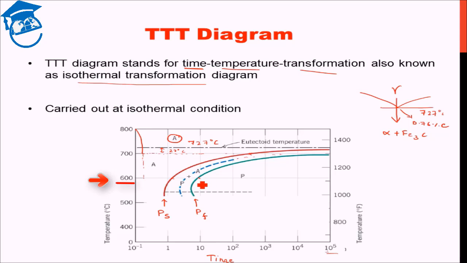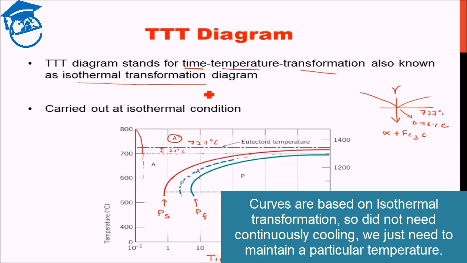See the interesting thing here. At 700 degrees Celsius, 1 day was not sufficient for 100% pearlite formation. At 600 degrees Celsius, under 10 seconds we get 100% pearlite. So that is the power of the TTT diagram. In a very concise diagram, it packs a lot of information, a lot of heat treatment information. Okay?